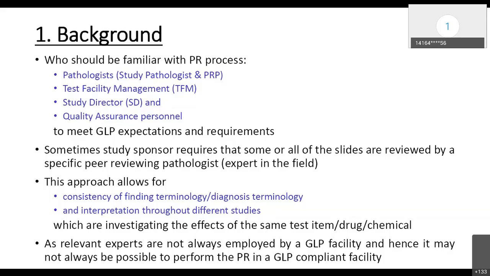The expert may not be working in a GLP facility or may not be an employee of the GLP facility, so it may not always be possible that the peer review is GLP compliant. The next slides will help us explain that, in case the peer review pathologist is not working in a GLP compliant facility, even then how to make the peer review process GLP compliant. Next one, please.